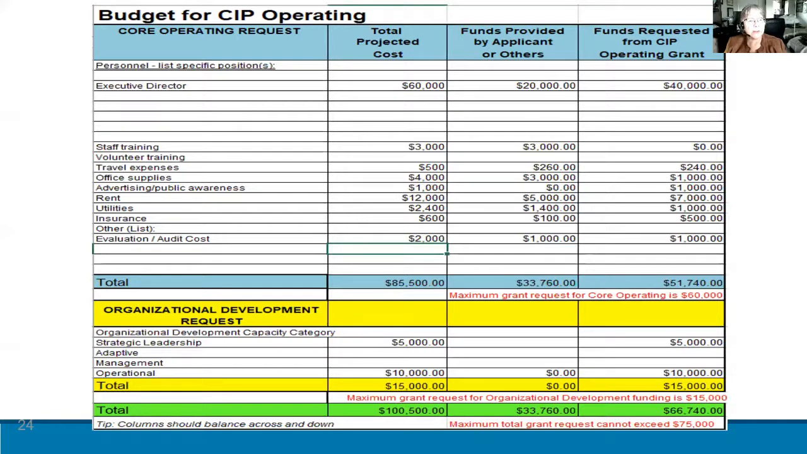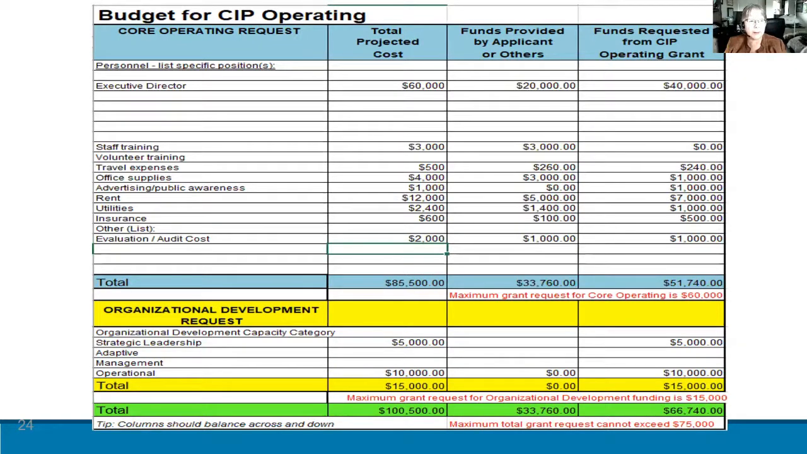Again, please note that the ODF budget request is not mandatory, but can only be applied for at the time of a core operating grant request. A budget tip to remember is the total projected cost column should equal the sum of the funds provided by applicant column plus the funds requested from CIP operating column. When applying, consider that your final report will be based on the approved budget for your application. Ensure you are able to readily track and report on the pieces of your organization budget that you are requesting from CIP operating.